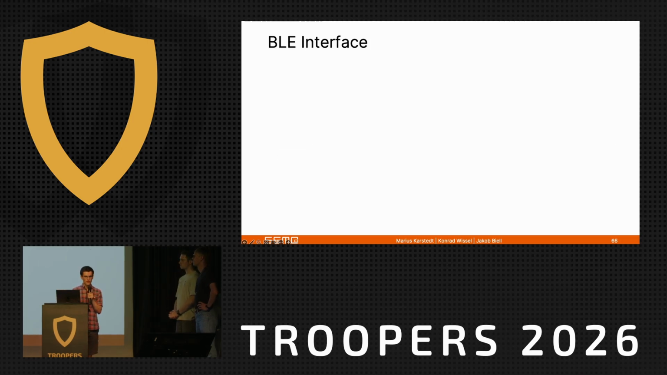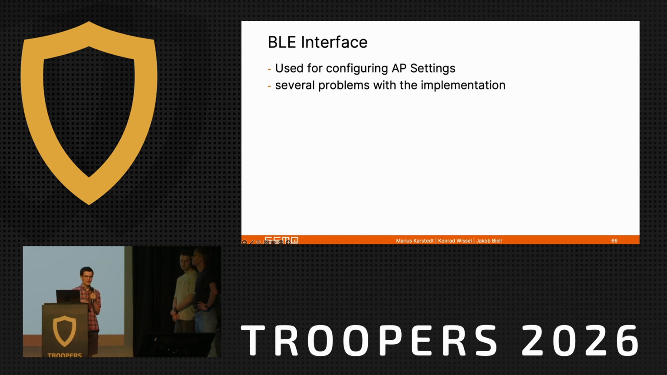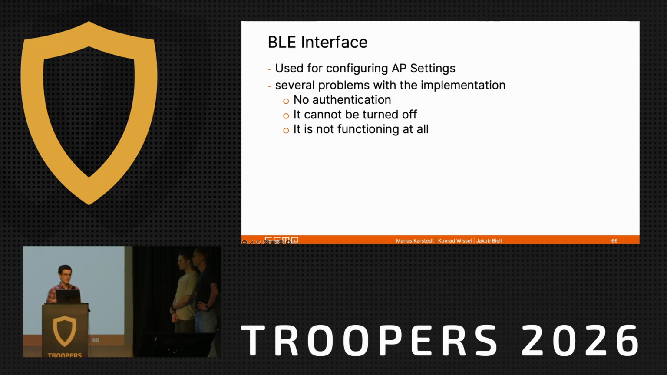Yeah. So now let's look a bit deeper into the Bluetooth interface. We had several problems with the implementation. First, it didn't have any authentication and it couldn't be turned off. So anyone walking into the store could just change the settings of our access point, which would be really, really annoying. But it gets better because the developer already mitigated this issue by breaking the BLE interface. It was not functioning at all.